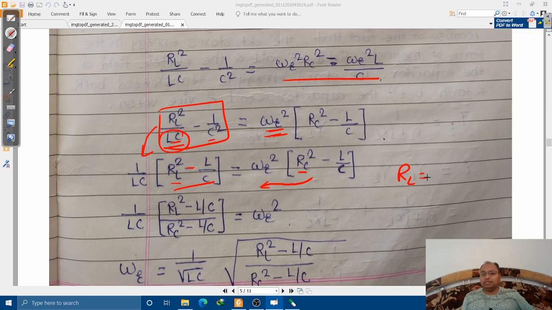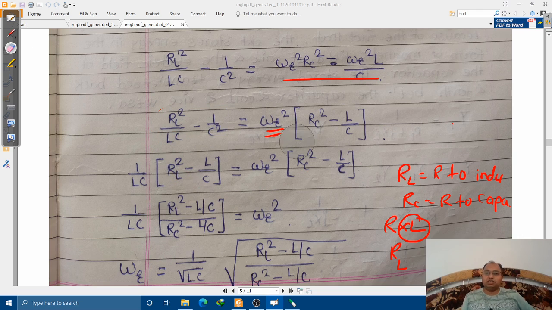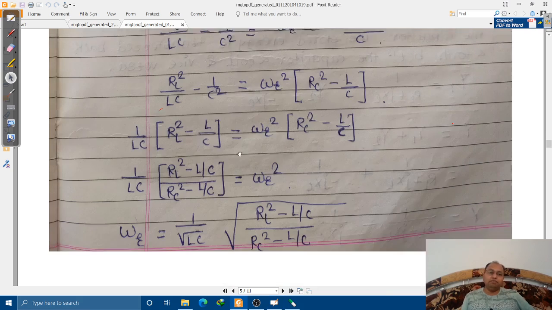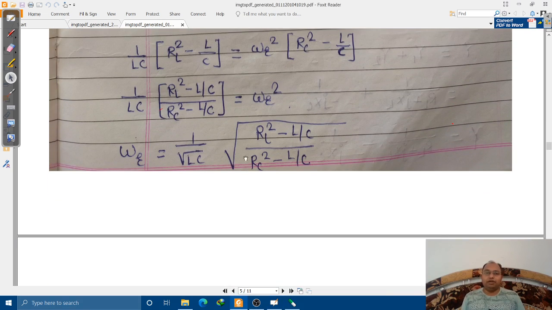Remember that RL is nothing but the resistance connected to the inductor, and RC is nothing but the resistor connected in series with the capacitor. Don't consider that it is R into L, it is a suffix. So remember that this is a suffix, it's not R into L. Don't get confused with this. Suffixes are there, they may look the same, but their meanings are different.